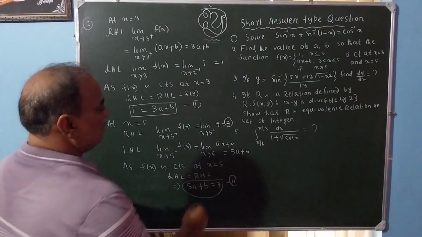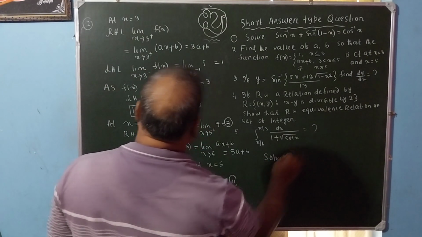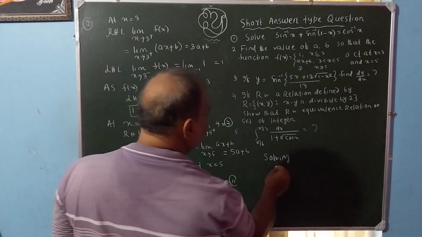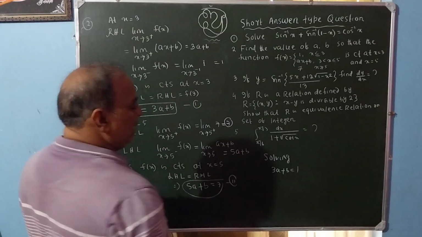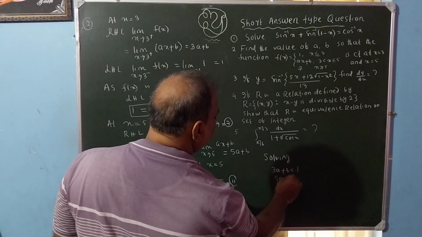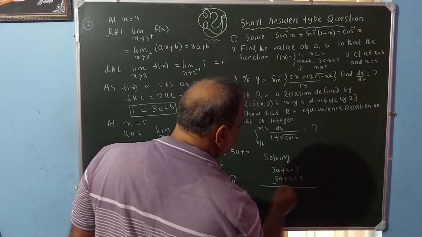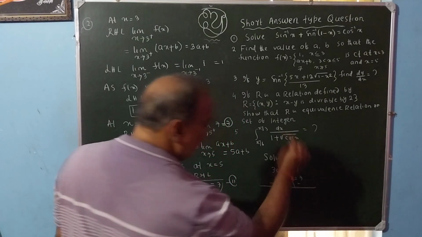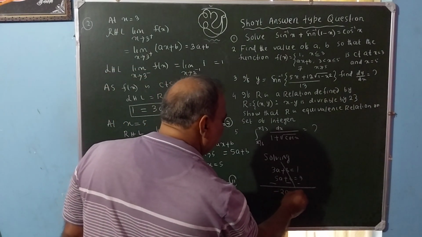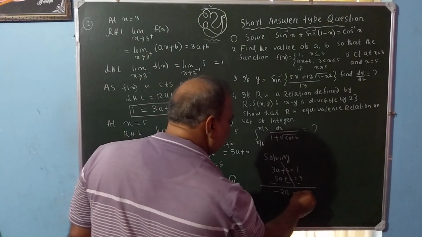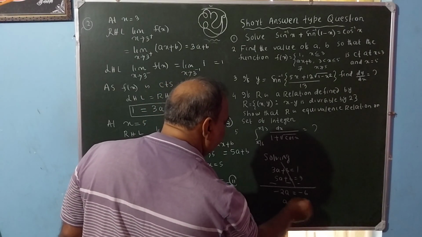Solving by elimination process: 3a plus b is equal to 1, 5a plus b is equal to 7. Subtracting, plus b minus b cancel. 3a minus 5a is minus 2a. Here 1 minus 7 is minus 6. So a comes out 1 by 3.